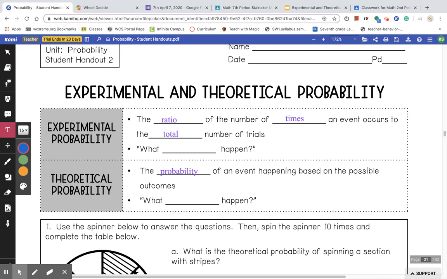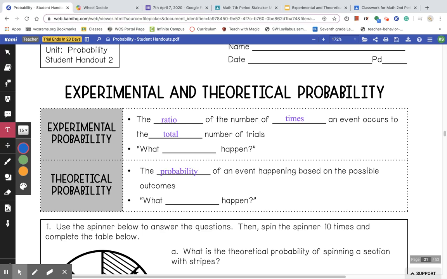So experimental probability is the ratio of the number of times an event occurs to the total number of trials. Remember, a ratio, you can write that in three different ways. And then theoretical probability is the probability of an event happening based on the possible outcomes. So basically, theoretical probability is just another fancy word for simple probability, what we were doing in the previous lesson.